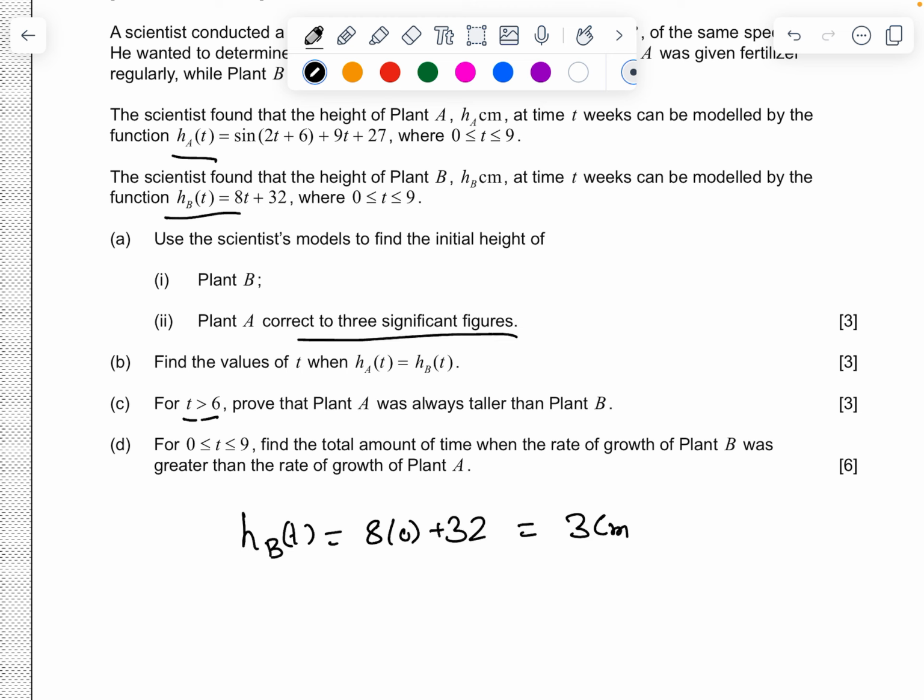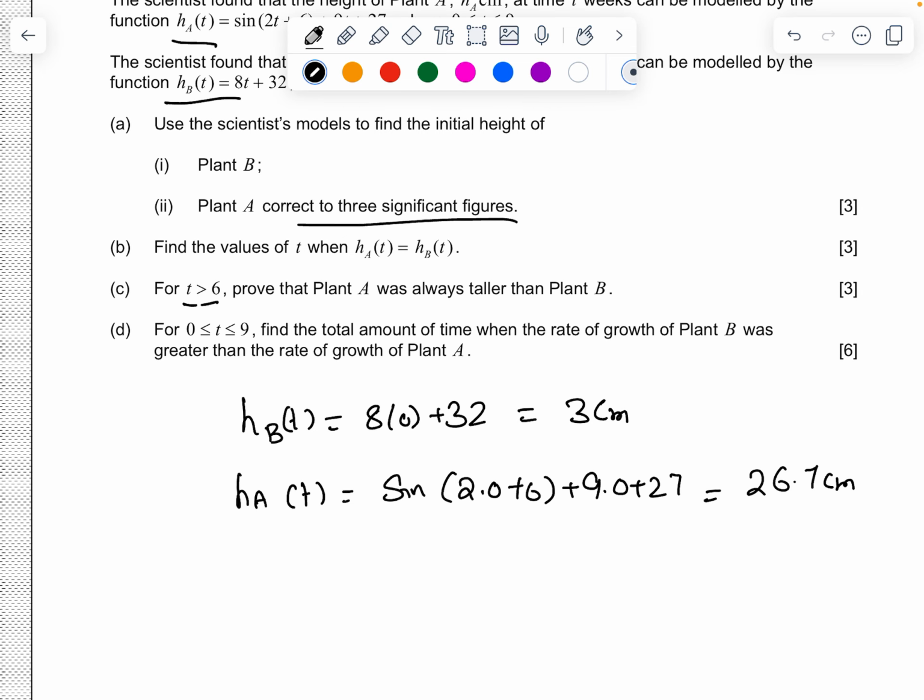Plant A, correct to 3 significant figures. Height of plant A will be sine of 2 times 0 plus 6, plus 9 times 0 plus 27, which is going to be 26.7 centimeters.